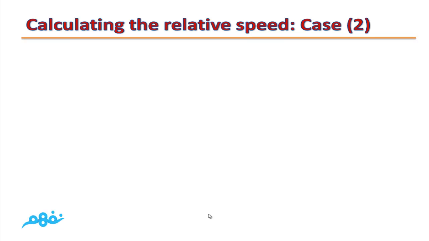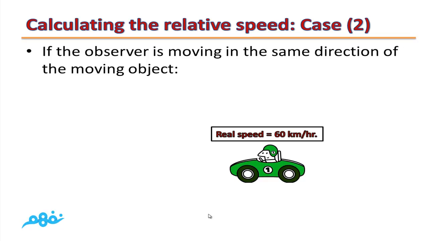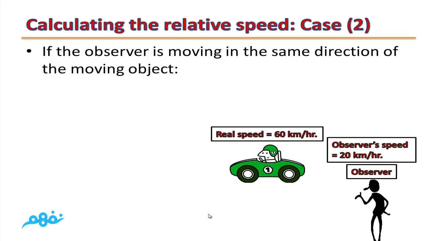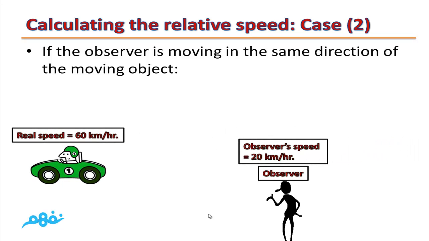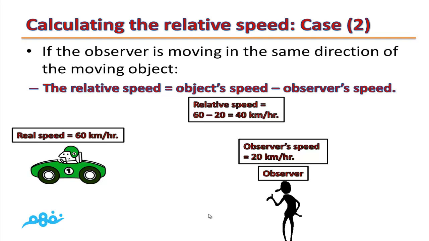Case 2. If the observer is moving in the same direction of the moving object. For example, we have our moving car which is moving with a real speed of 60 km per hour, and we have our observer, but in this case he is moving also with a speed of 20 km in the same direction of this car, as we can see. The relative speed in this case is the difference between their speeds. So if we have an observer which is moving in the same direction of the object, the relative speed is equal to the object speed minus observer's speed.